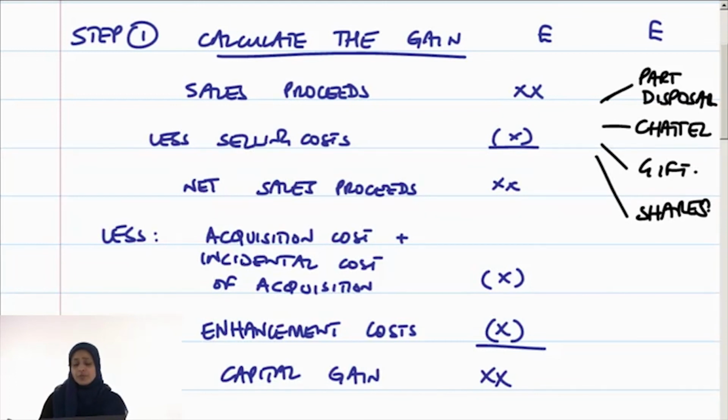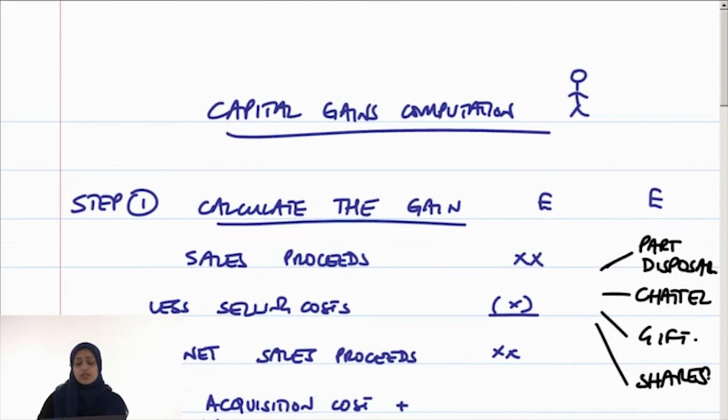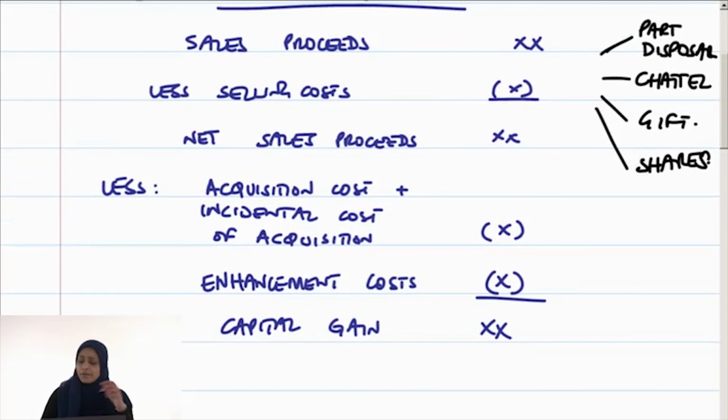Now, for individuals, because we're talking about the individual, the matching rules are to use the cost of shares acquired on the same day, to use the cost of shares acquired in the next 30 days, and to use the share pool. Okay, so this is the fourth variation.